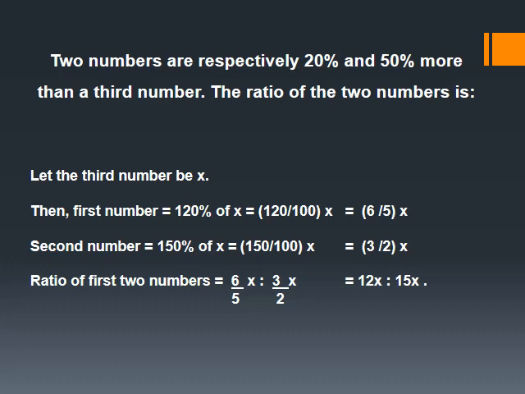Similarly, the denominator of the left side will go to the numerator of the right side. Denominator on the left side is 5. Numerator on the right side is 3. So 5 times 3, 15. So 12x to 15x is the ratio.